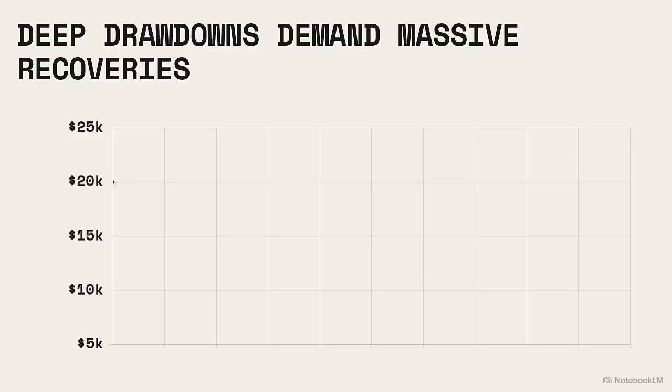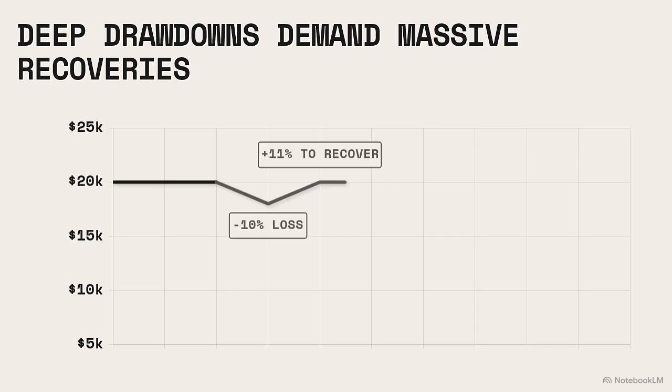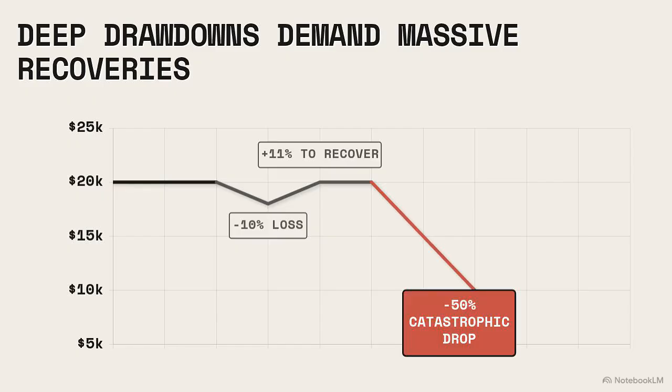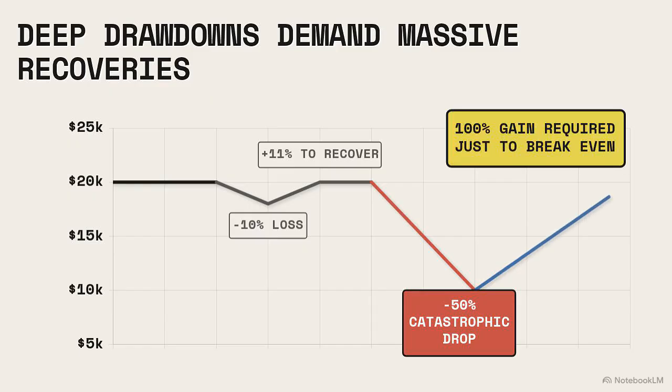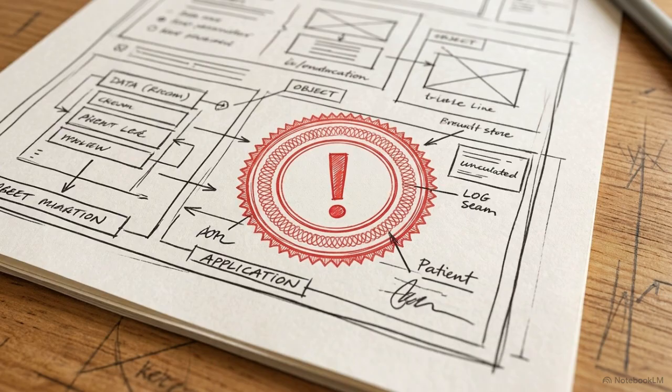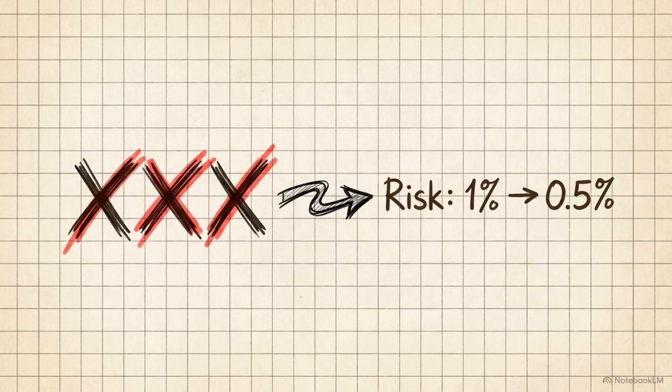This line chart demonstrates the compounding danger of steep drawdowns. A 10% drop only requires an 11% gain to recover. But if you fall 50%, say from 20,000 down to 10,000, you now need a massive 100% gain just to break even. To prevent that, write down a circuit breaker rule. For example, commit to cutting your Step 1 risk percentage in half if you lose 3 consecutive trades.